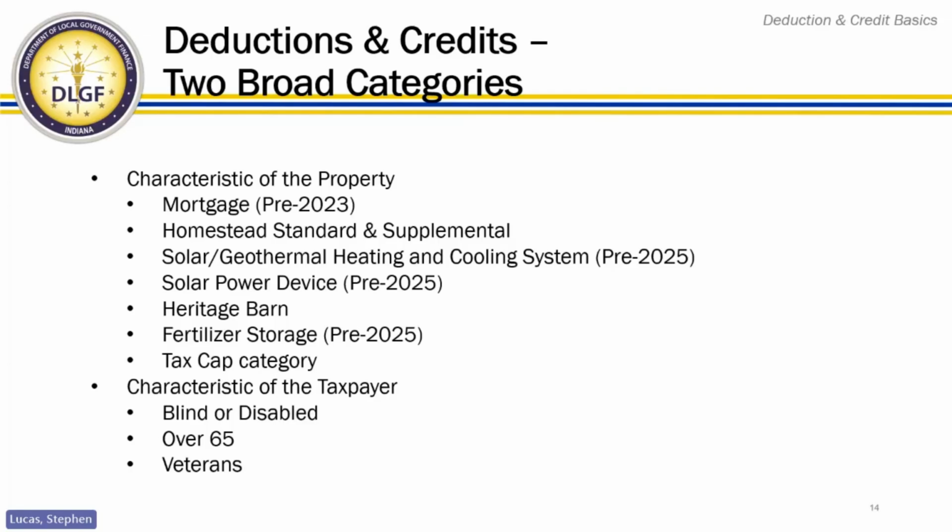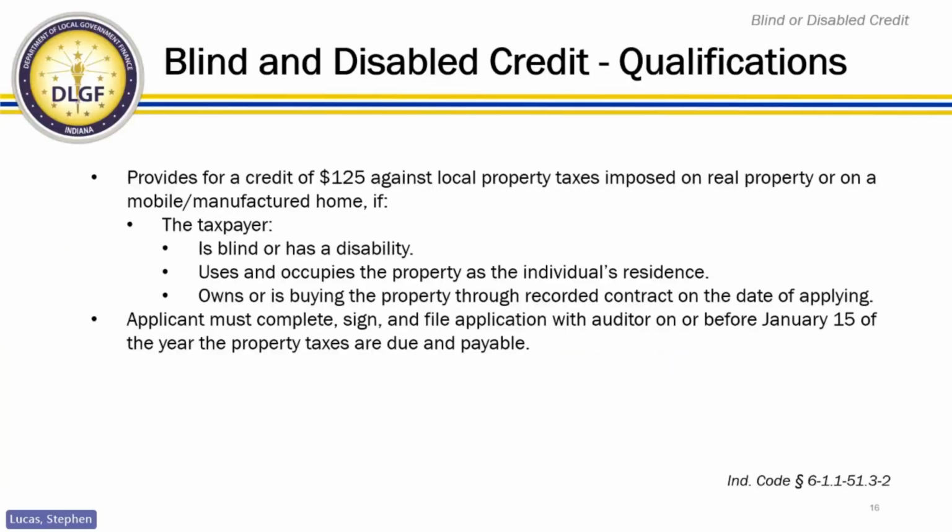Just this past session, there were several environmental deductions that were eliminated. The fertilizer storage deduction was eliminated. So it'll be interesting to see whether we continue to see a shift away from these sort of carve-outs, deductions based on the characteristics of the property, and whether the legislature continues to move in that direction. But many of the benefits we're going to go over are based on characteristics of the taxpayer, in addition to the remaining deductions up above under characteristics of the property. So with that, I will dive into our first benefit, the blind or disabled credit.